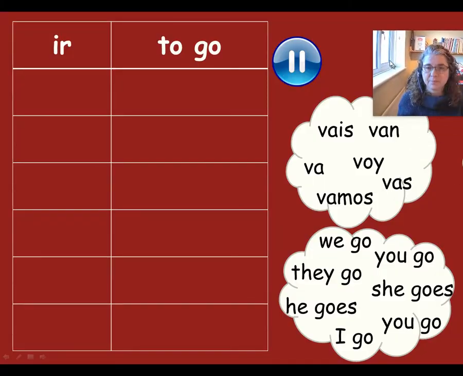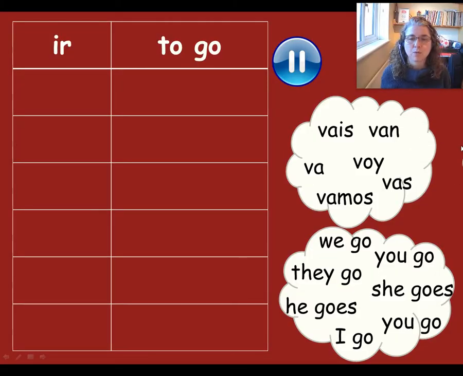Now, let's see if you can remember which one goes where and what they mean. So here we have ir, the verb to go. So you've got the Spanish column on the left, the English column on the right. You've got all of the words that you need in the clouds. All you need to do is to put all the words in the right places. So pause the video, put everything in the right place on the grid in the right order, most importantly. Pause to do that and then press play when you're ready to see the answers.